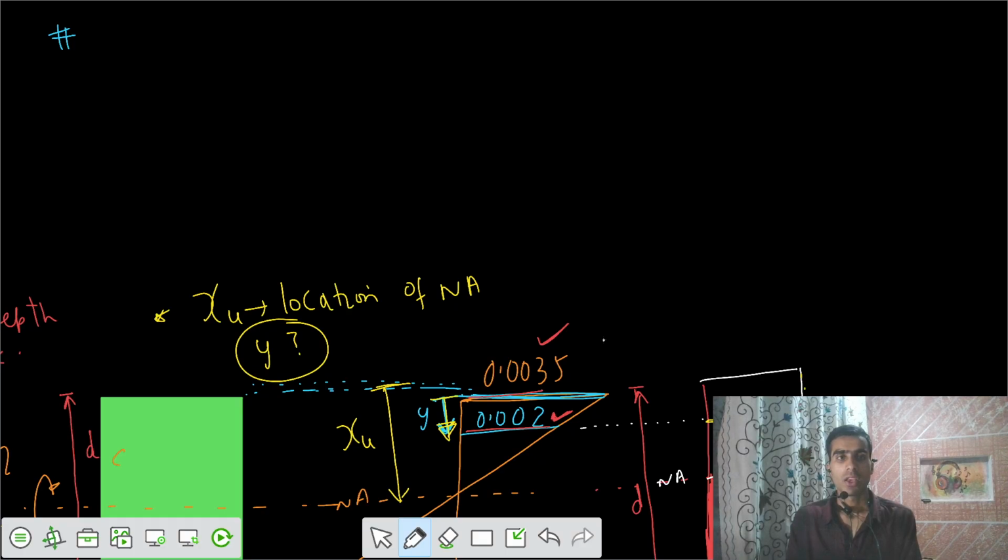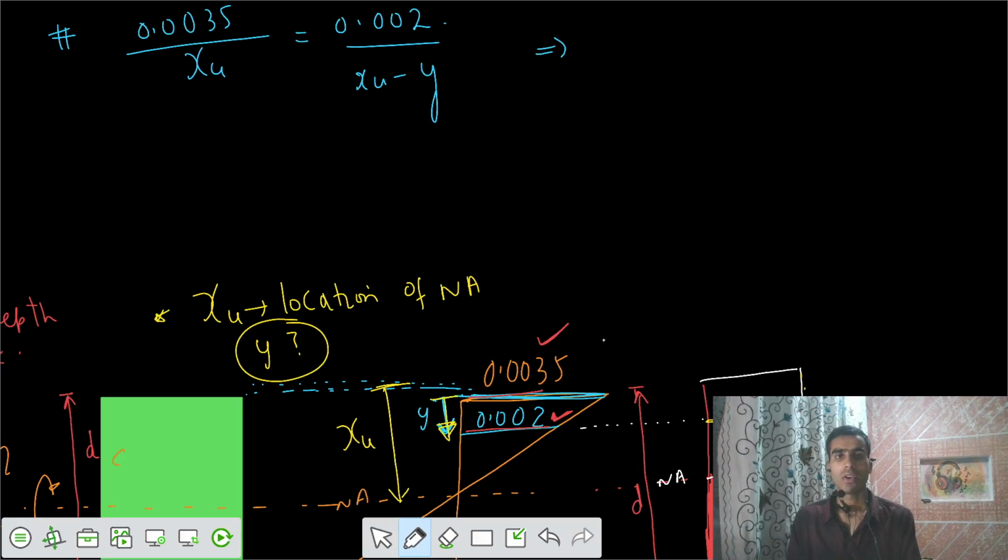I would say your strain is 0.0035. It was for the depth of xu from this triangle. And similarly, I want the strain of 0.002, and this was for the triangle of xu minus y. And once you solve it, you would say your value of y is 3 by 7 of xu.